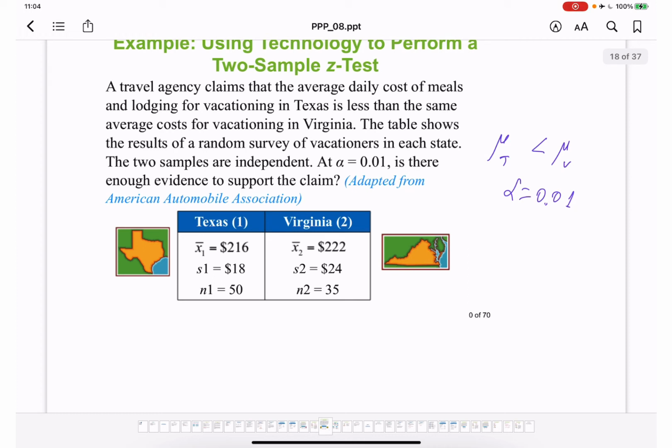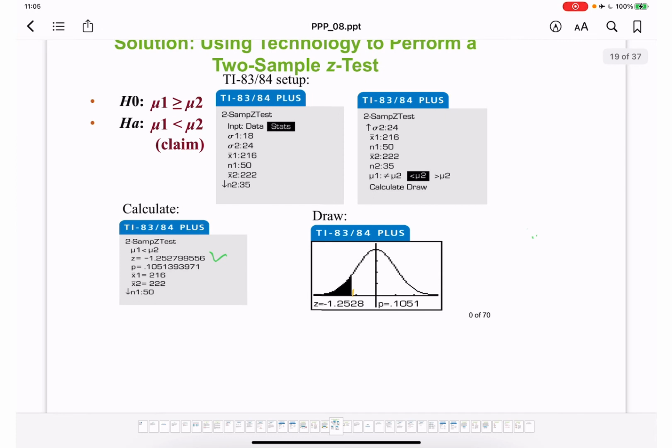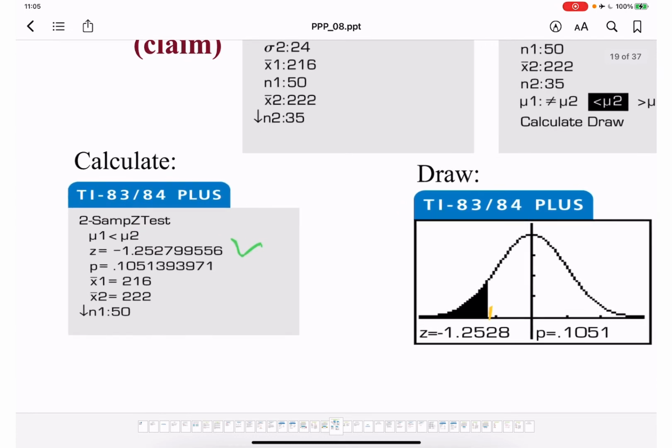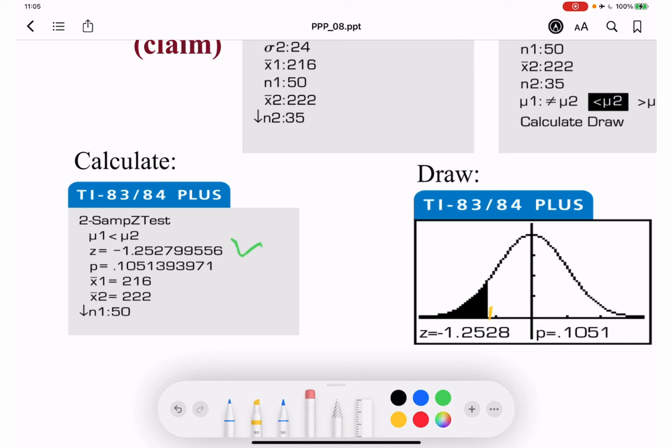Wow, pretty low error, 0.01. Interesting. Okay, so they are pretty confident that the average daily cost of meals and lodging for vacationing in Texas is less than in Virginia. Well, you can remember that, and you will know that it's cheaper to go to Texas than to Virginia. Okay, so this solution is represented by using technology. So here we have the result. This is with the green marker, I already marked it when I was going over.